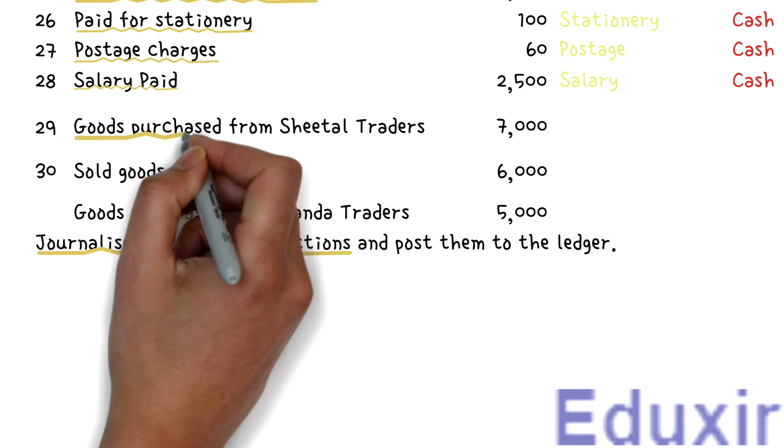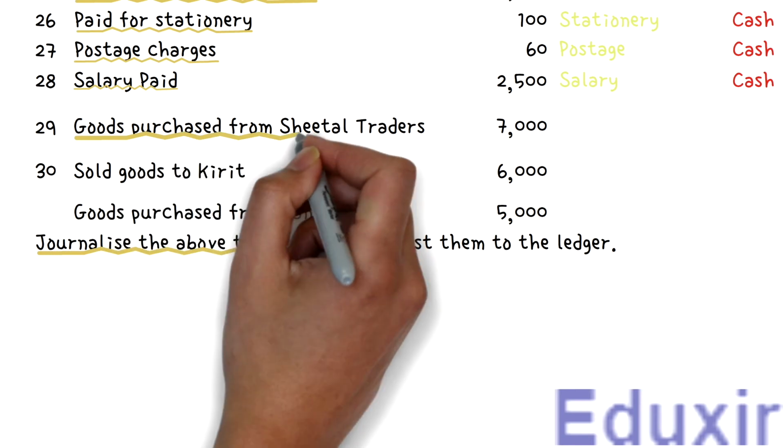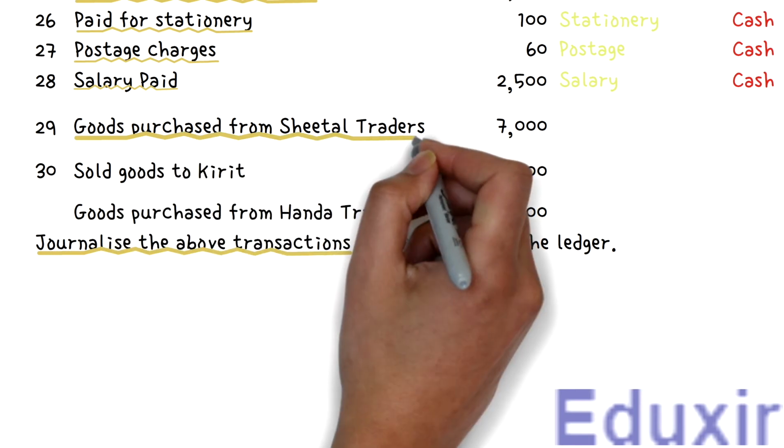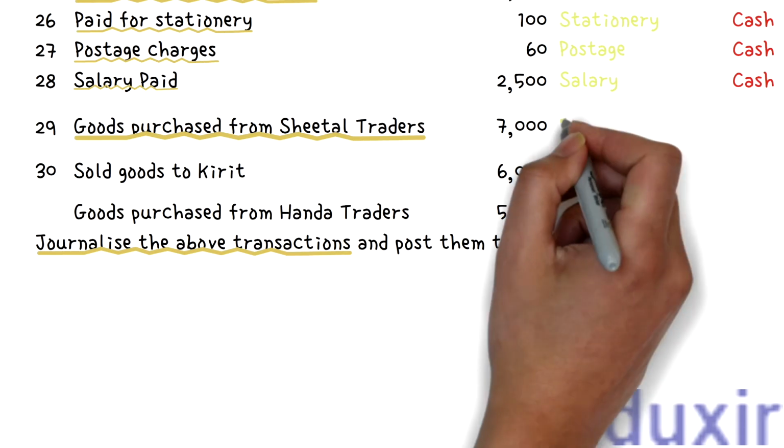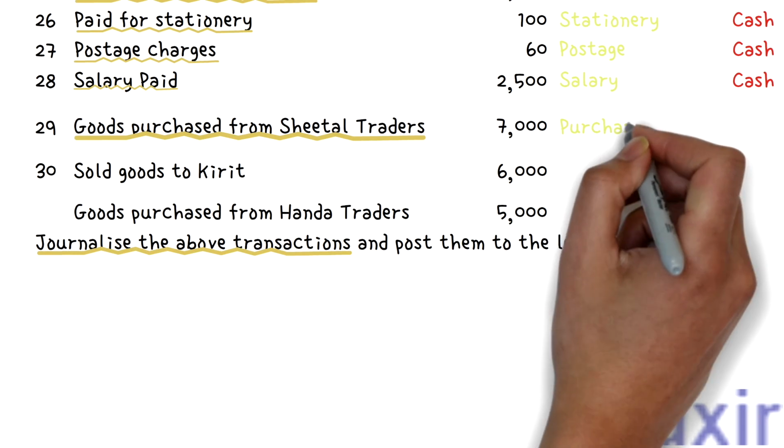In this transaction, the business has purchased goods worth 7000 rupees from the supplier, Sheetal Traders. As you know, the purchases are revenue expenses. So, the business is incurring an expense named purchases in this transaction. The rule to record any expense incurred is to debit the corresponding expenses account. In this case, the purchases account should be debited.